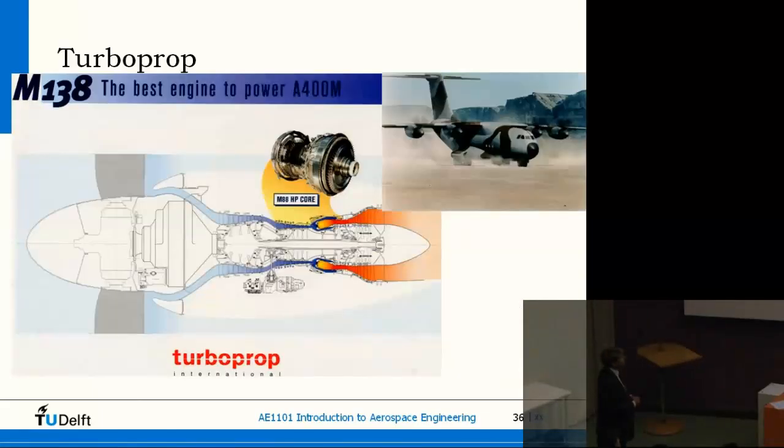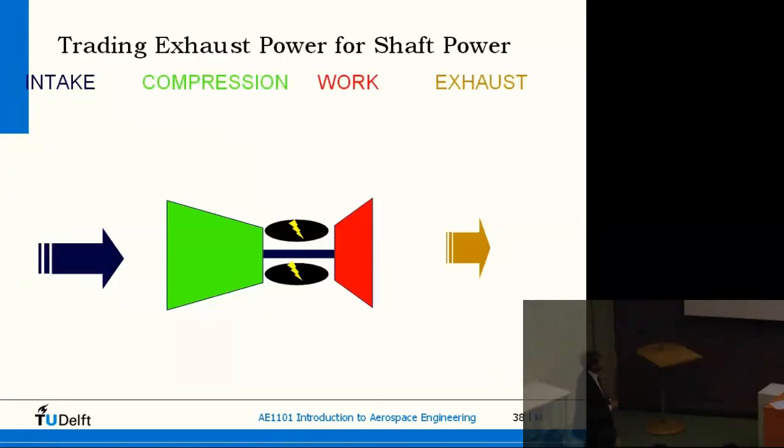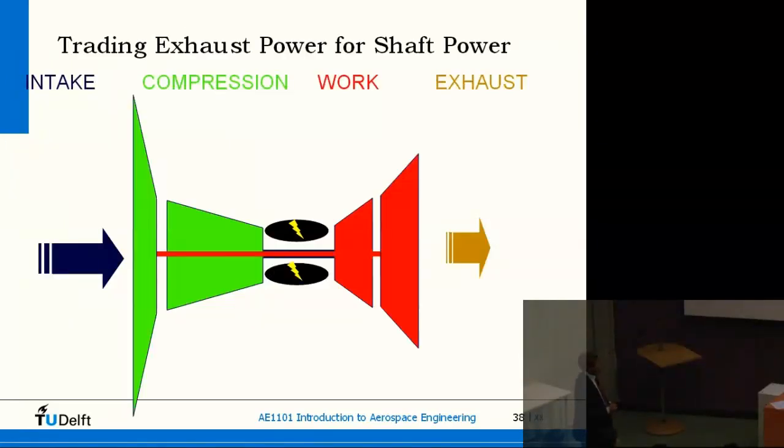Here are a number of turboprops. But the same thing you could also use to add a second stage of compressor. And in this way, we create a fan in front, and we can take in much more air. We could use it in different ways.